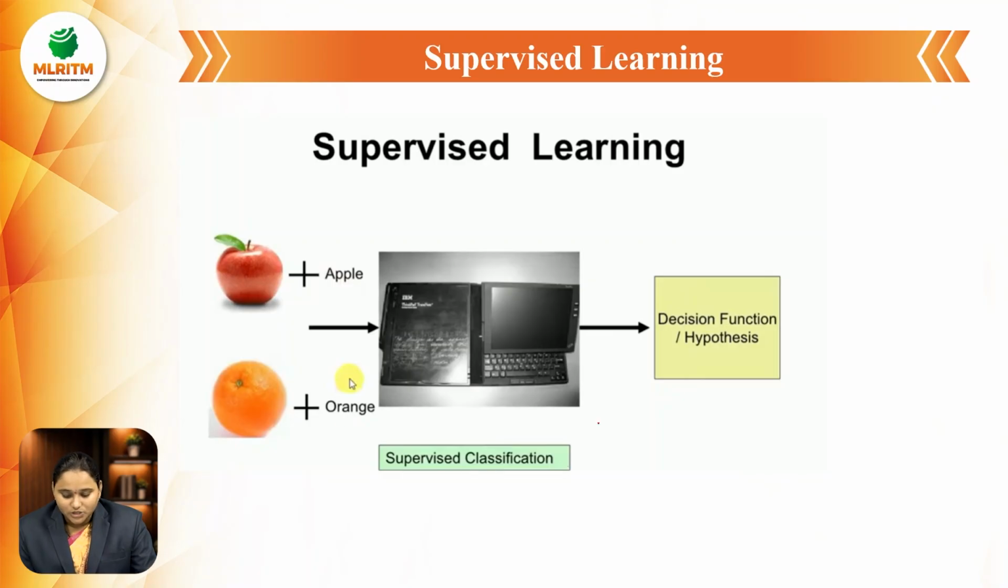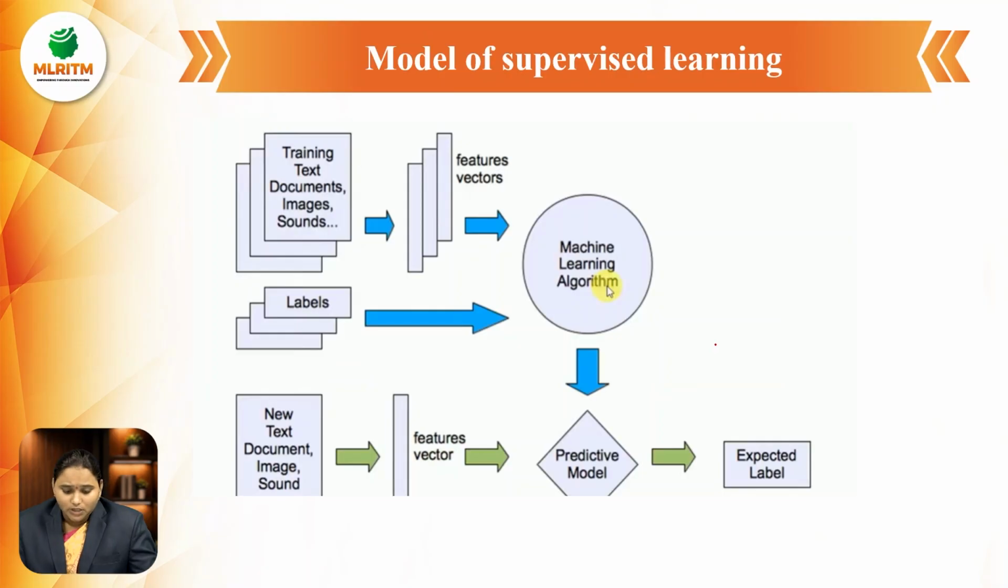In supervised classification, we have a decision function hypothesis. When we give the inputs, it classifies and gives the output as the color and the attributes we have given. If it is an apple, we give the apple structure, color, and features. If it matches, it gives the output. If it doesn't match, it gives something related to that input. Next, in the models of supervised learning, we give the training set: documents, images, sounds, and features, and the labeled data also, to the machine. It learns and gives the predictive output.